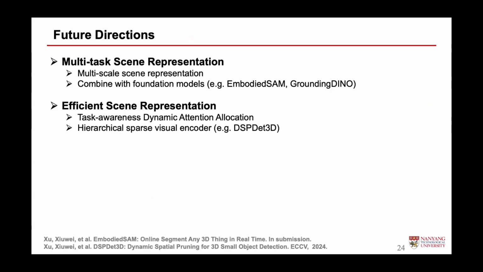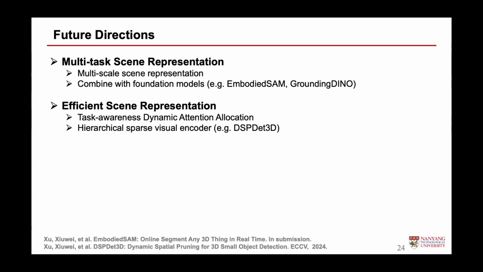So one possible solution might be the multi-scale scene representation, because different tasks just focus on different information at different scales. For example, if we want to do navigation, we just need to know the object categories. What is this in this location? But if we want to do manipulation, we actually need to know the fine-grained geometry of the target object. If we want to open the door, we need to know the geometry of the handle of the door, so we can operate the handle to open the door.